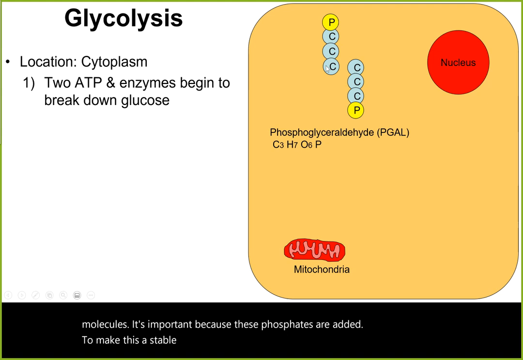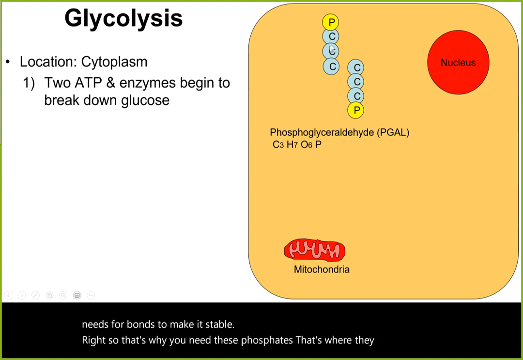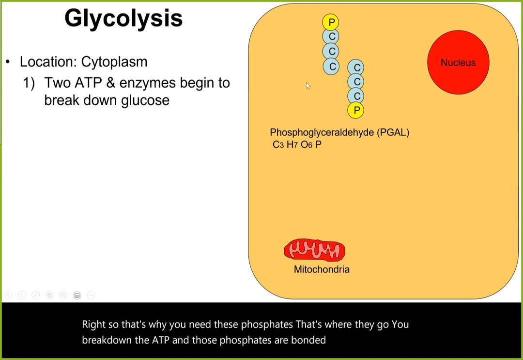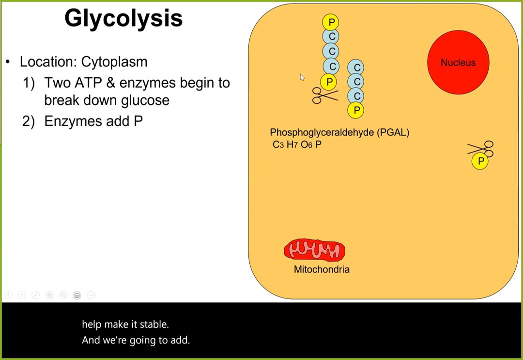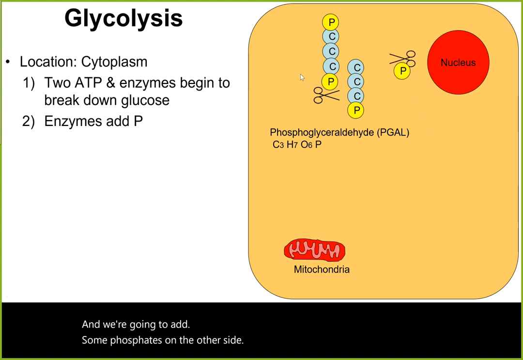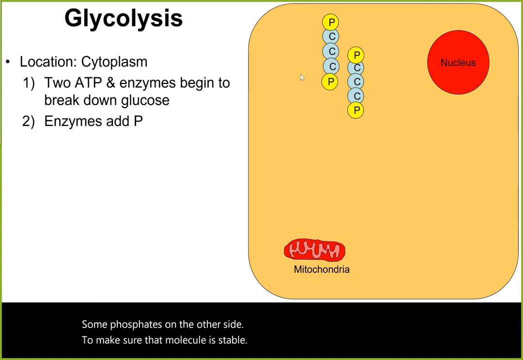Remember how we talked about how carbon needs 4 bonds to make it stable? Right? So that's why you need these phosphates. That's where they go. You break down the ATP and those phosphates are bonded to these molecules to help make it stable. And we're going to add some phosphates on the other side to make sure that that molecule is stable. So now we have these 2 molecules here.